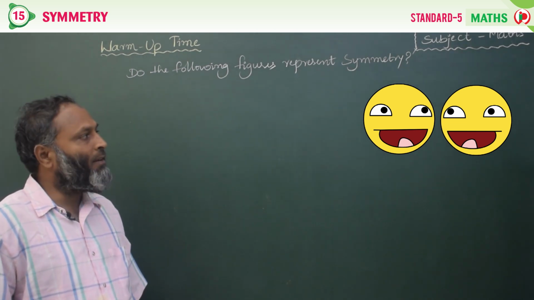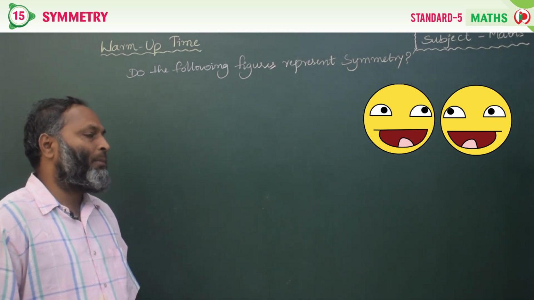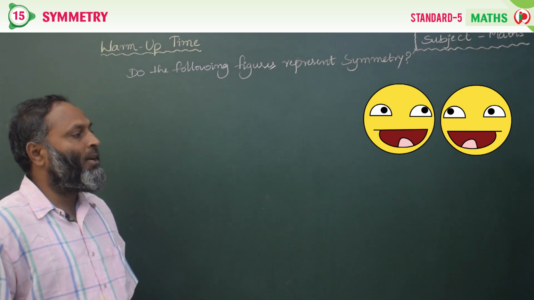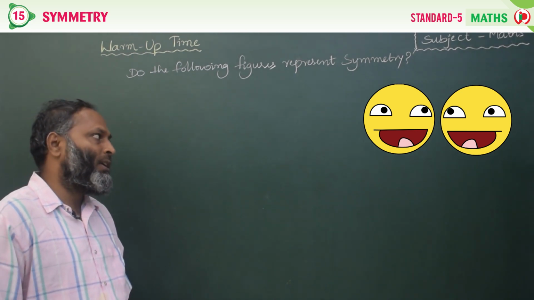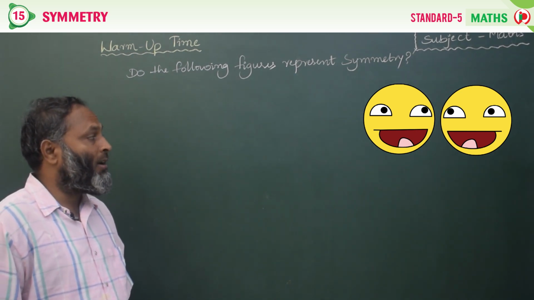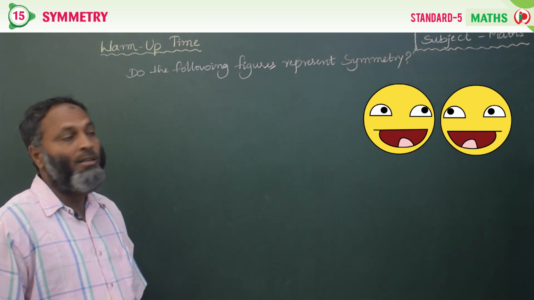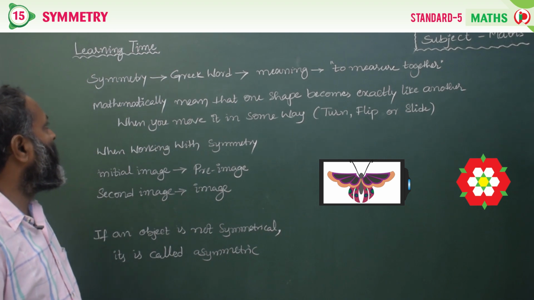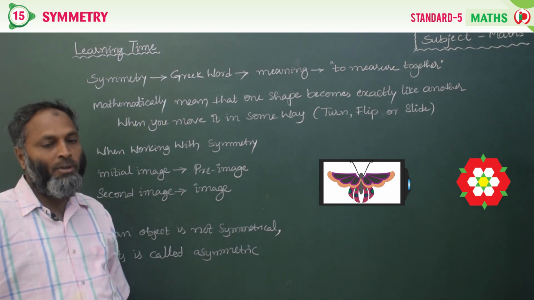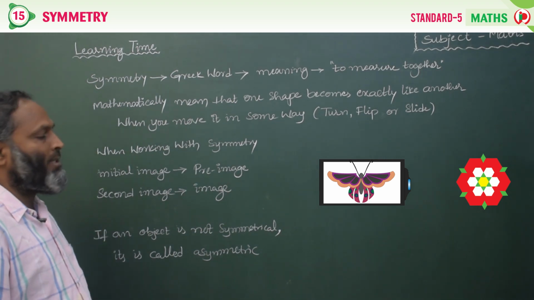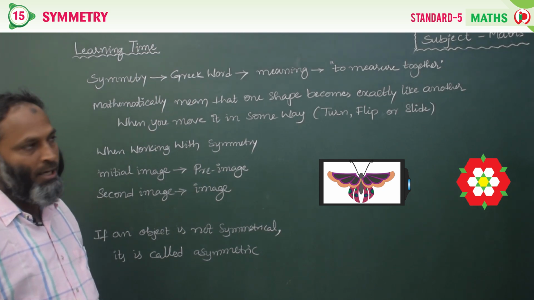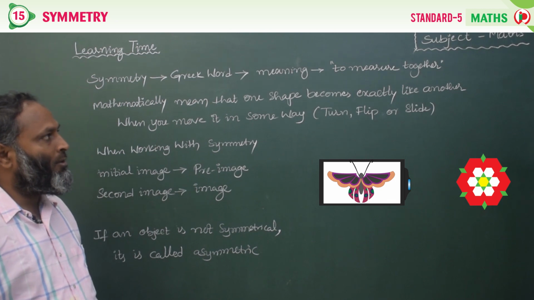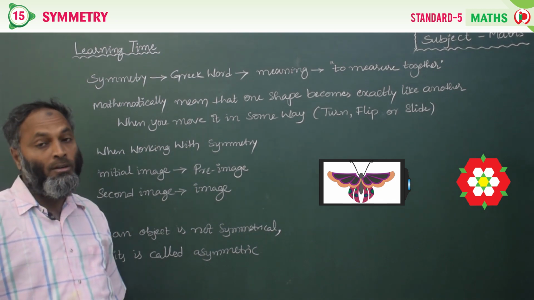Here the given two pictures are symmetrical pictures. Why? Because they have the same shape and size. That is why the given two smiling faces are symmetrical figures. Okay, students, now see here in learning time, symmetry is a Greek word. The meaning of symmetry is to measure together.